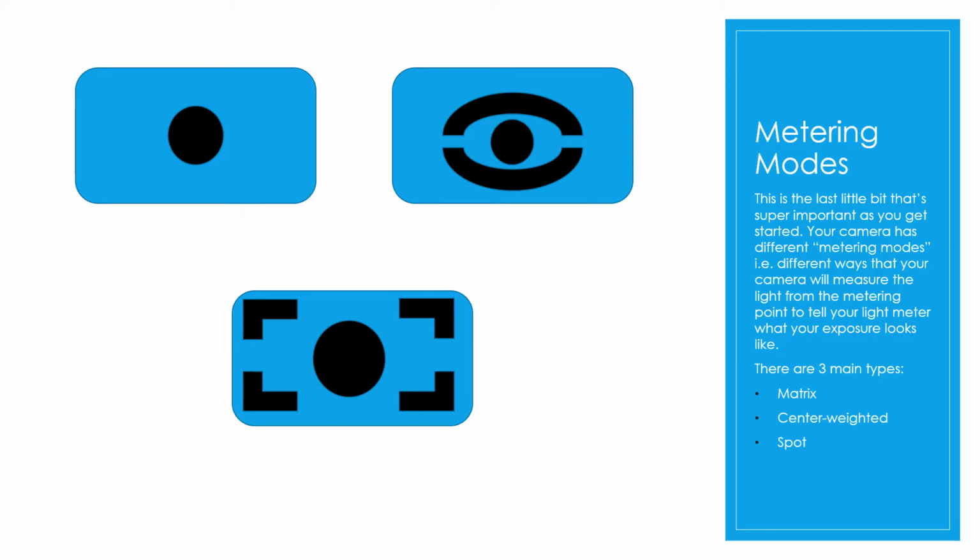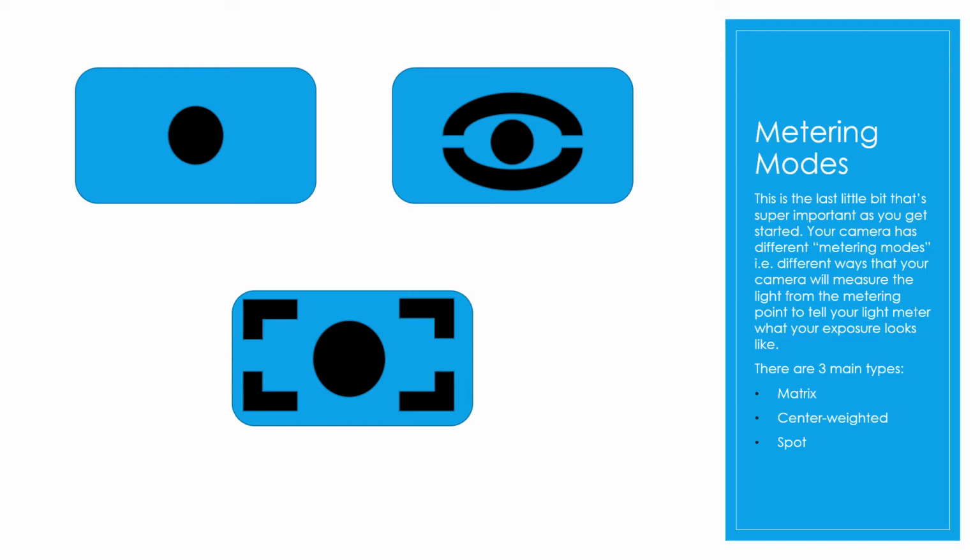Metering modes. This is the last little bit that's super important as you get started. Your camera has different metering modes. In other words, this is different ways that your camera is going to measure the light from the metering point to tell your light meter what that exposure looks like. There are three main types of metering modes.